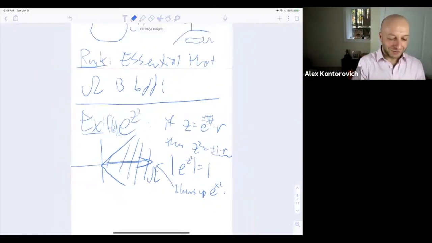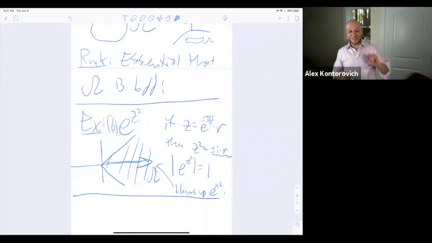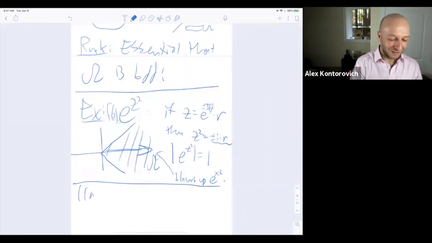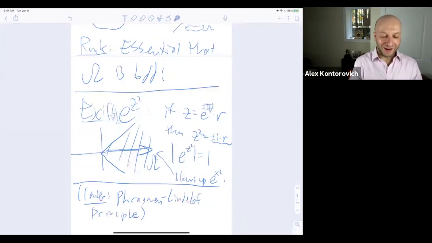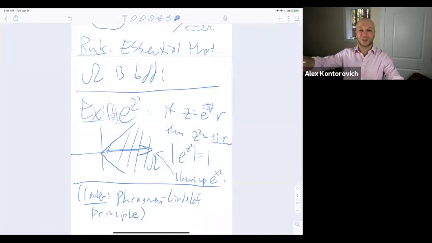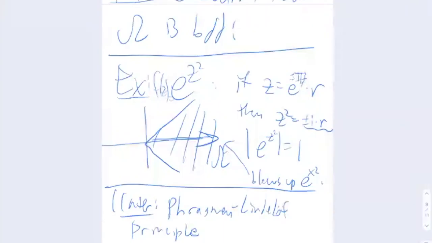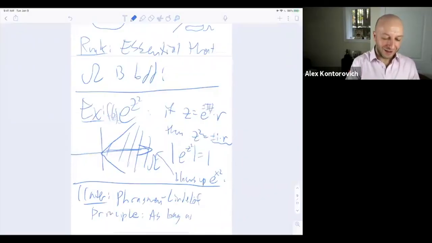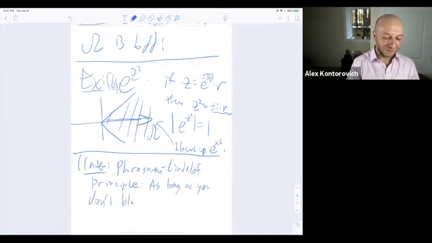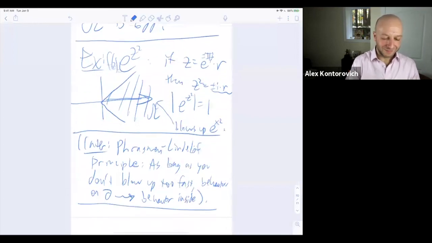Okay? So it is essential that omega be bounded, but there will be something called the Phragmén-Lindelöf principle that we will see later. Later, we will see the Phragmén-Lindelöf principle that says, as long as you don't blow up this fast, then actually what's on the boundary determines what's on the interior. So the Phragmén-Lindelöf principle, let me state it loosely: as long as you don't blow up too fast, the behavior on the boundary determines behavior inside. Okay, just planting that seed.